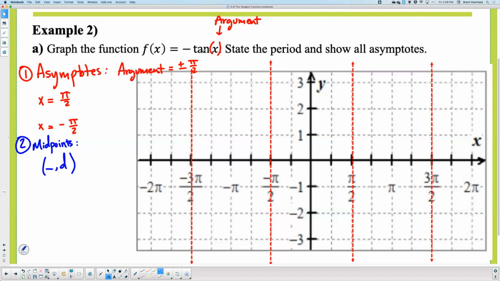Okay? So on this one, what is my d in this equation? Do I have a d at all? No. So on this problem, d equals 0. So my midpoints are going to be something, comma, 0 all the way down. So in between each asymptote at a height of 0, put a dot. So I'm getting one at negative pi. I'm getting one at 0, 0. I'm getting one at pi. And I would get another one at 2 pi, as well as negative 2 pi.